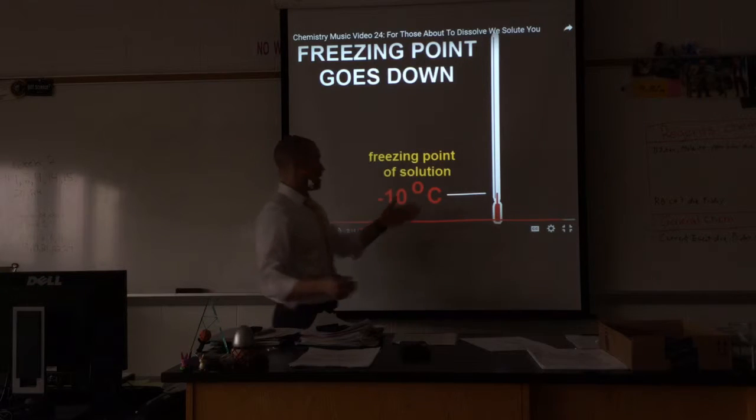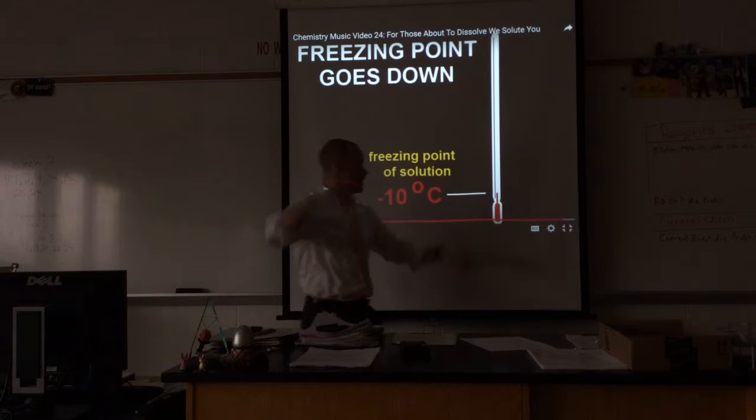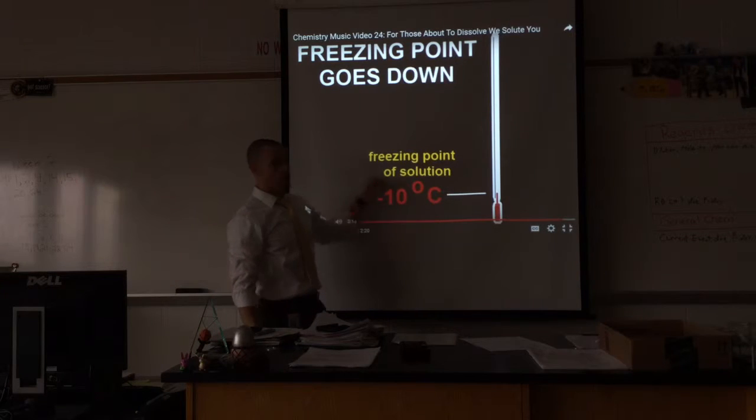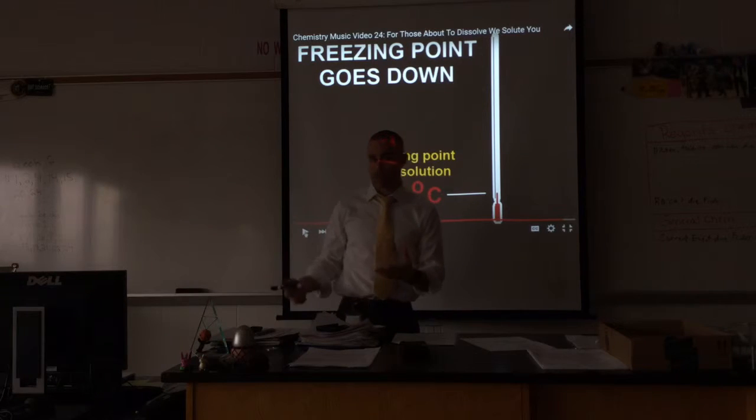Add a solute, freezing point goes down. So freezing point goes down, boiling point goes up. So they stretch out the scale. Freezing point goes down, meaning salt water might freeze at -10. That's why when you put salt on the roads in the winter, it has to be colder for it to freeze, right?